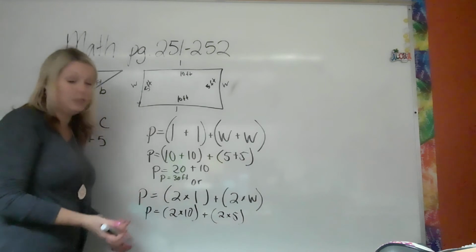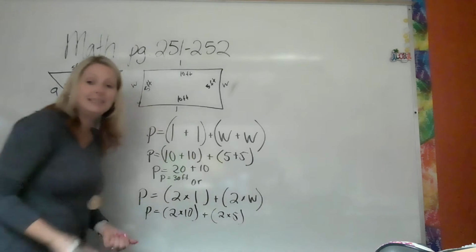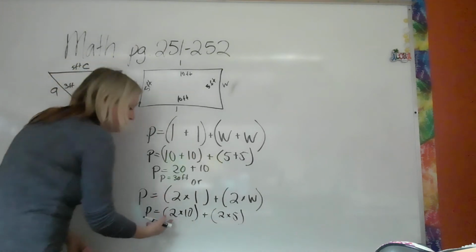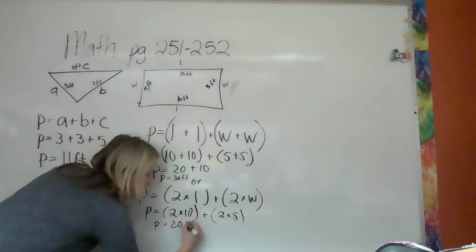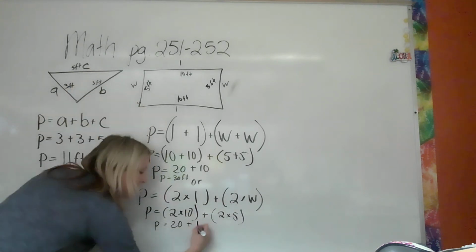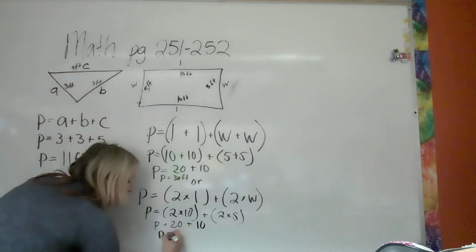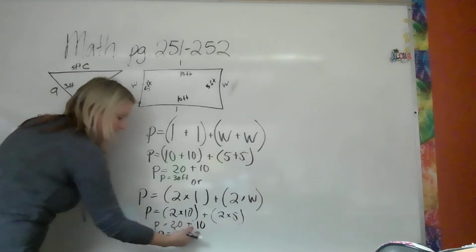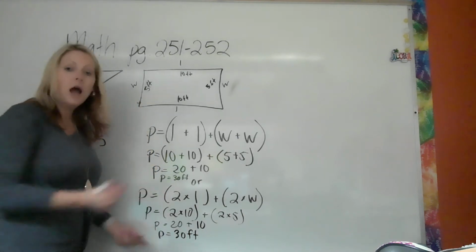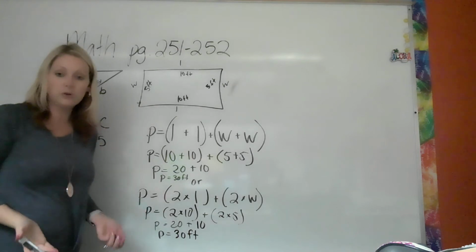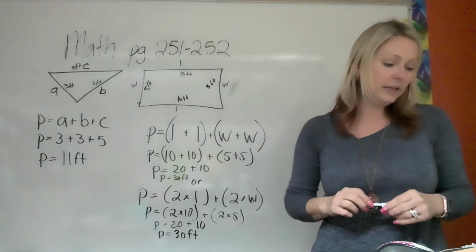And then remember, I taught you this one before. Everything in the parentheses gets done first, right? So 2 times 10 is 20. P equals 20 plus 2 times 5 is 10, right? And then lastly, we can add them together. P equals 20 plus 10, which is 30 feet. So our perimeter around this rectangle is 30 feet. How are we doing with that? I hope you're understanding, okay?